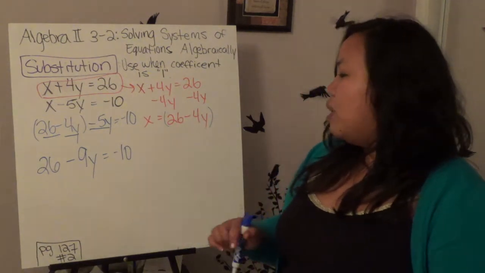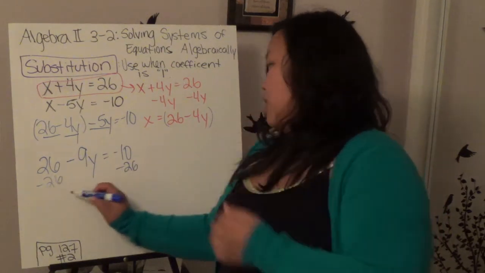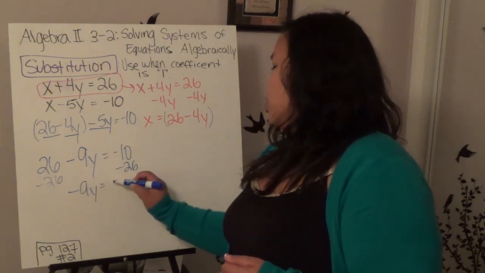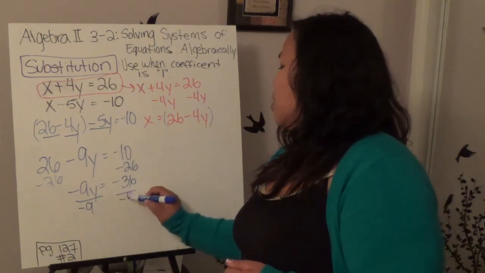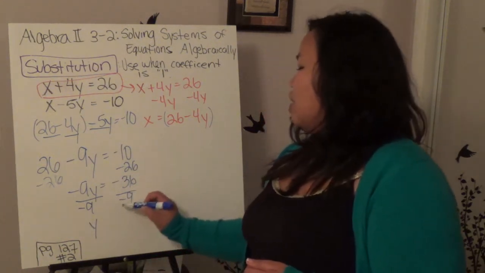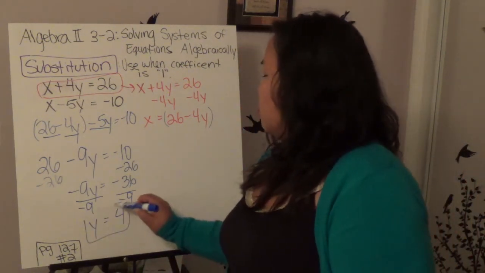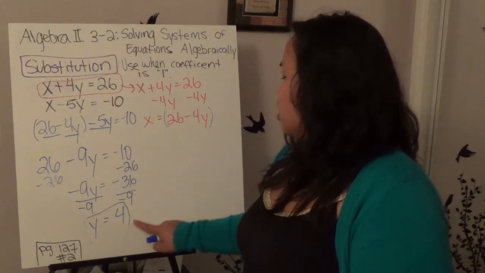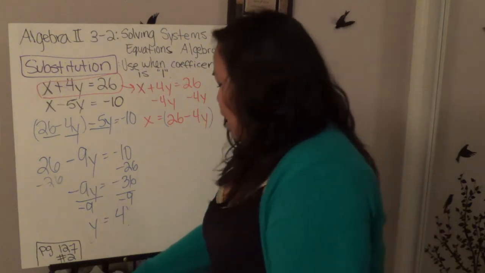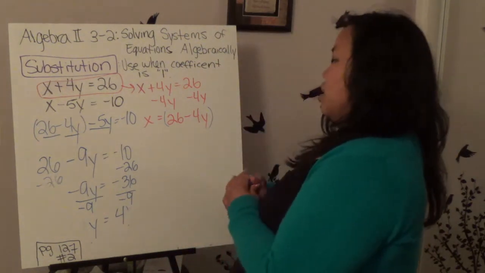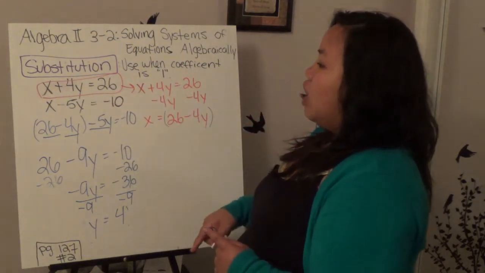From there, it's just algebra. I'm going to subtract 26 from both sides. I end up with negative 9y equals negative 36. Then I divide by negative 9 on both sides. The negatives cancel out, and I get y equals 4. I'm not going to circle it yet because that's not my final answer. So I know what y is. Now I need to find out what x is. Since I have y, I can plug it into either one of these equations and solve for x.